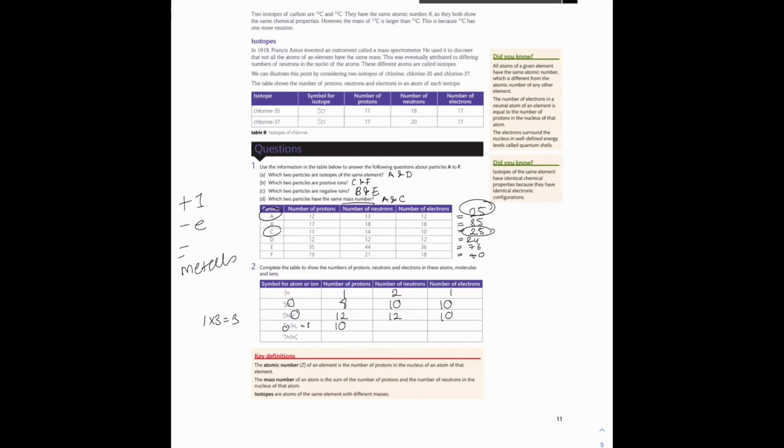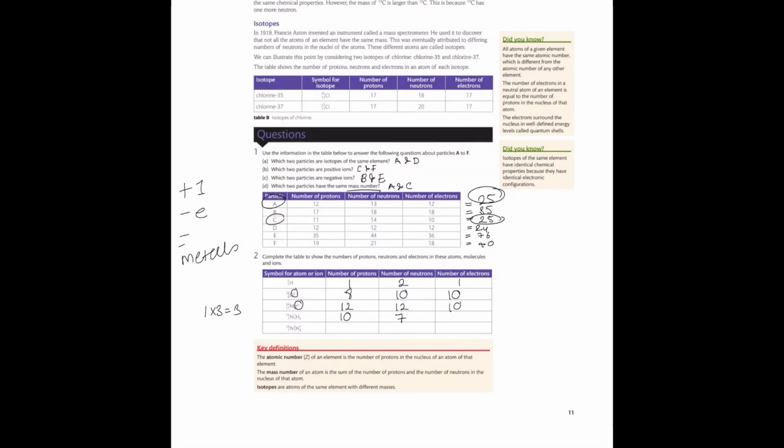Number of neutrons is the top minus bottom. So here would be 14 minus 7 to give us 7. And then here would be 1 minus 1, which gives us 0. So the number of neutrons is 7. The number of electrons is equal to the number of protons. So we have 7 and we have 1, but once again we times by 3. That would give us 10.